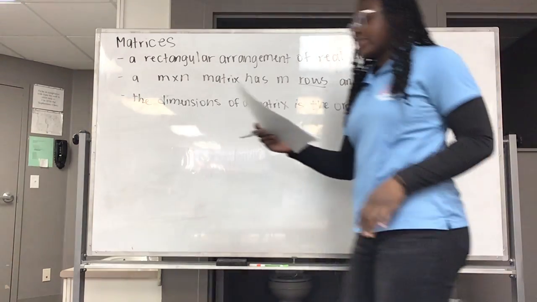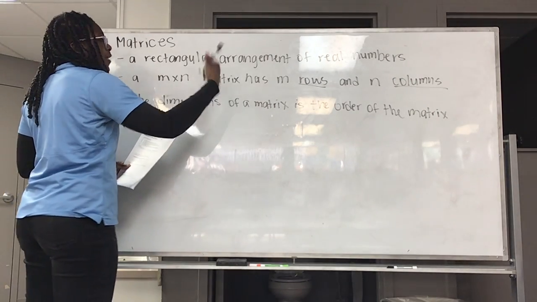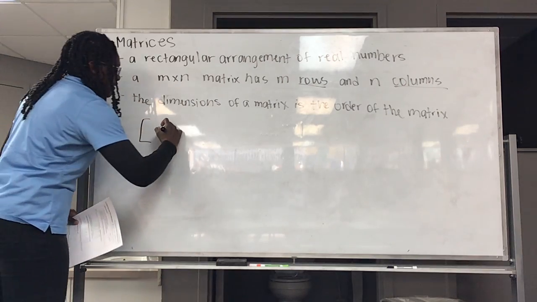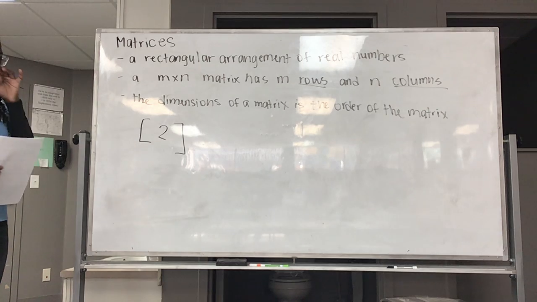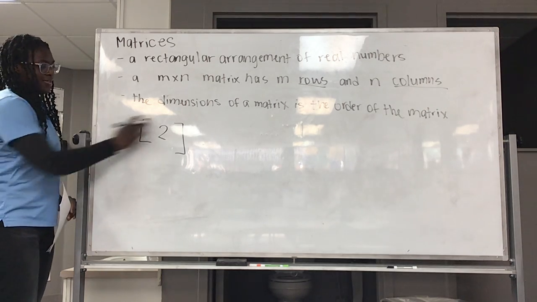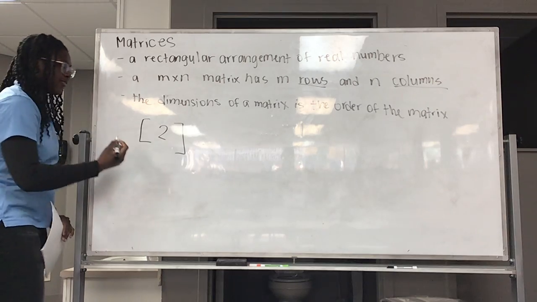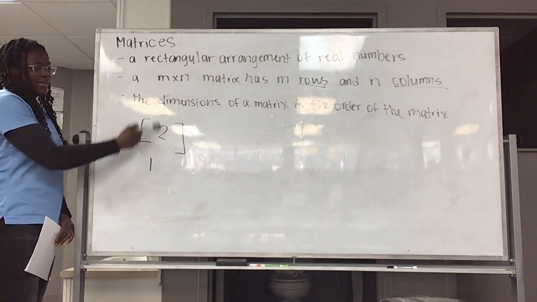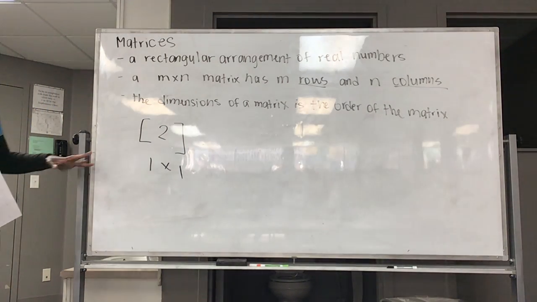Okay, so the order of matrices, like I said, we talk about the rows and the columns. If I had a matrix with just one number in it, my brackets and then the number 2, my rows go this way, so we start talking about rows first. It has one row, and then vertically are the columns. It has one column, so it'd be a 1 by 1 matrix for this example.